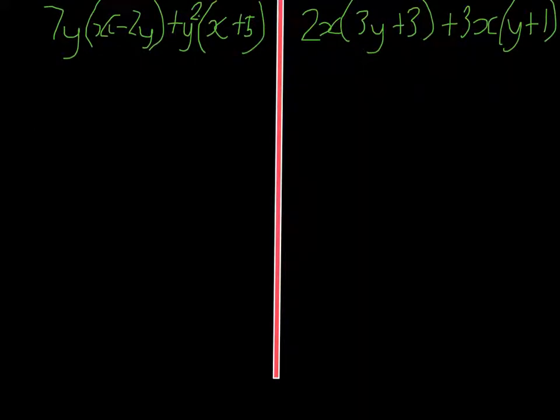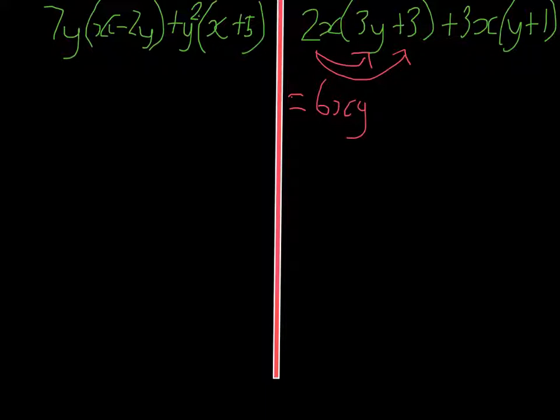Here are a couple more examples. The same rules apply though, using the distributive law. I'm going to do the one on the right first. We'll do the first bracket one first. So 2x times 3y. I'm going to do it a bit shorter this time. 2x times 3y. 2 times 3 is 6. x times y leaves us with xy.